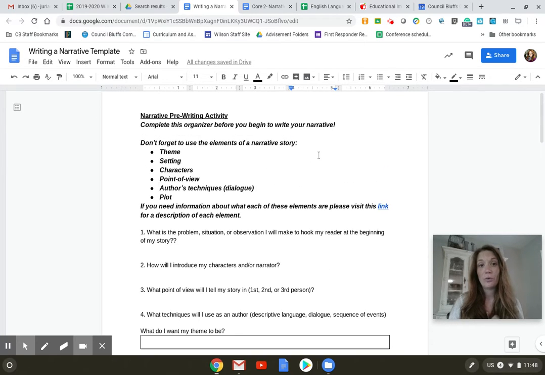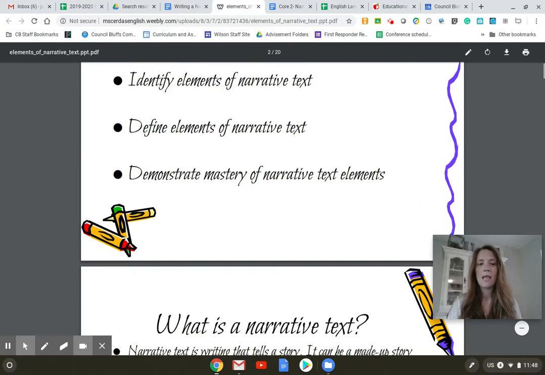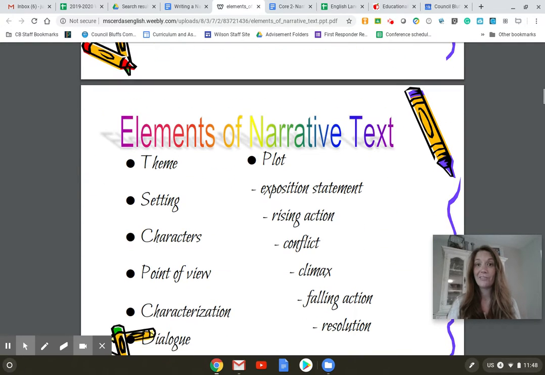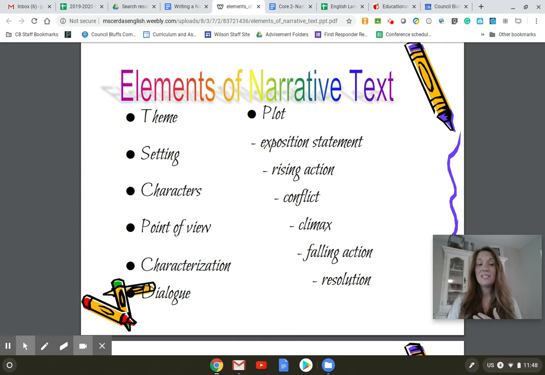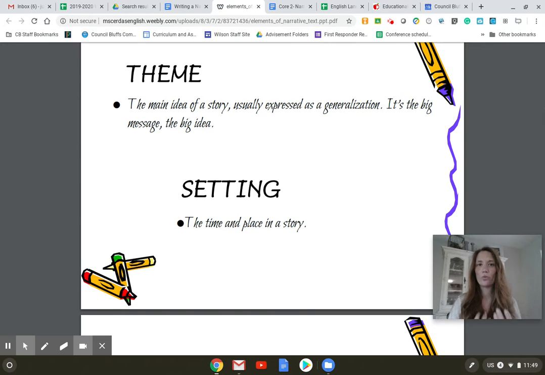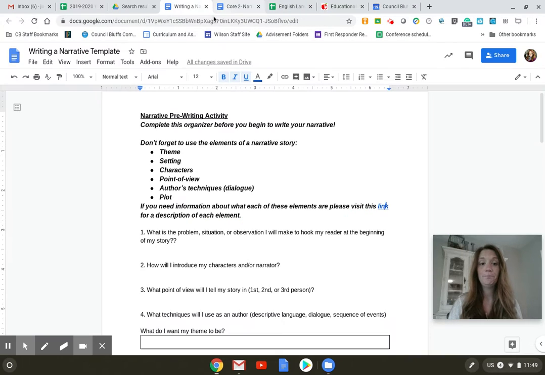So we want to make sure when we write our narrative that we have these narrative elements included in our narrative. If you need information as you begin writing, because you're going to write a narrative today, that's the outcome. If you need some information about what each of these elements is, you can visit this link right here. Okay. This is a great little resource. This teacher has put together a PowerPoint, and thankfully it's in PDF format. And basically, he or she has described the elements of a narrative text, and then he or she has also given us a really great description of what each of those are. So if you forget, you can access this link for those, okay?